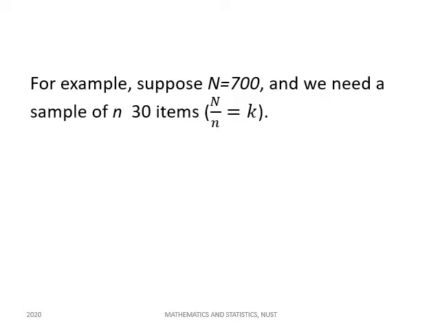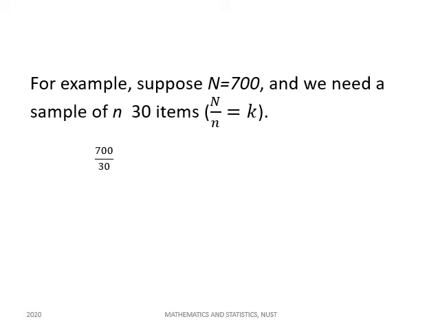So I have an example over here. Let's say I have a population of 700. Let's say these are cars in a dealership, or a manufacturer. I have 700 of them, and I want to pick 30 of them because I'm going to examine some characteristic of the car to make a conclusion about the population. They're all sitting in the lot or wherever they are kept.